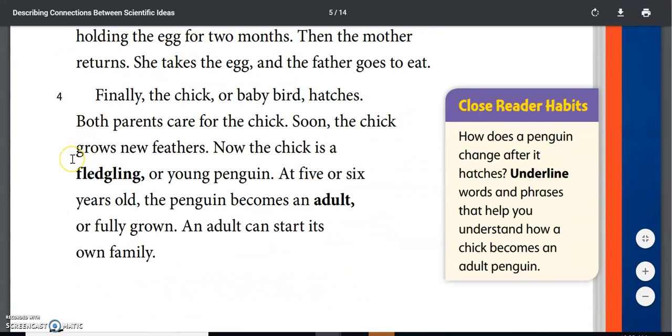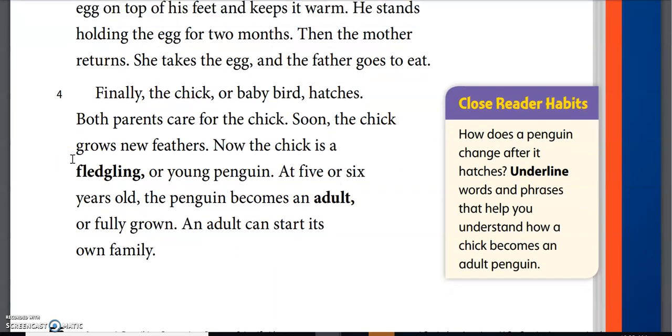Finally, the chick or baby bird hatches. Both parents care for the chick. Soon, the chick grows new feathers. Now, the chick is a fledgling or young penguin. At 5 or 6 years old, the penguin becomes an adult or fully grown. An adult can start its own family.